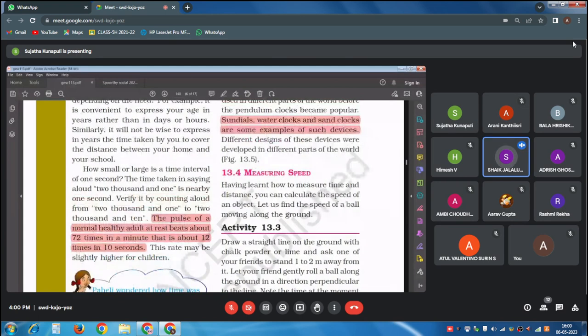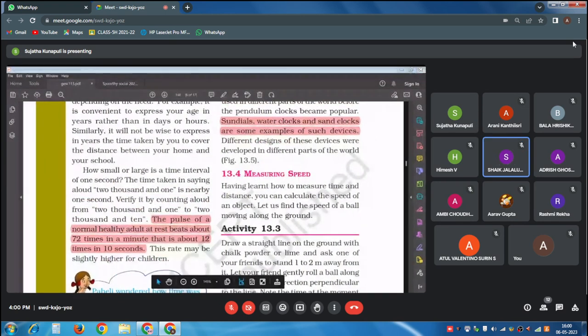But ma'am, it is not easy to calculate the time. At that time they used to say approximately, they were unable to say exactly.